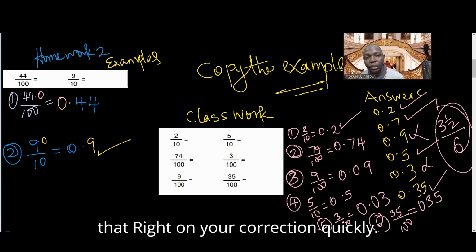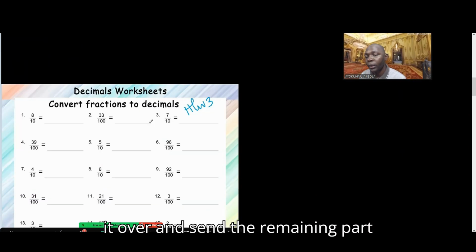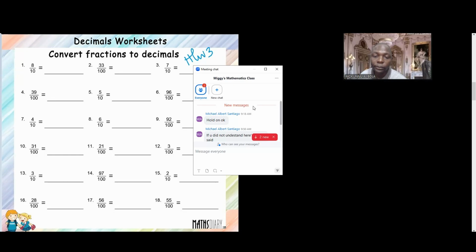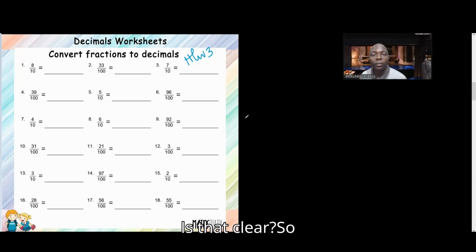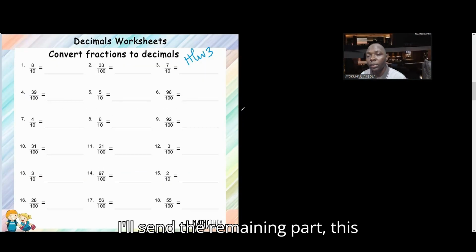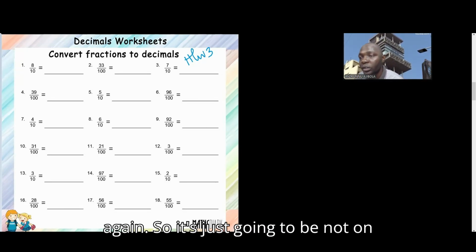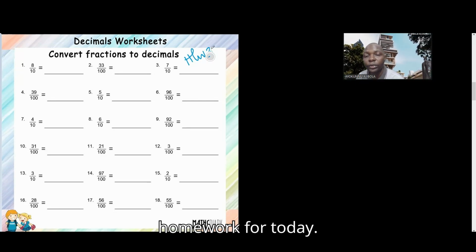Write down your correction quickly. Okay, I'm just going to send it over and send the remaining part as your homework, okay? Is that clear? So I'll send the remaining part. Not homework 3 anymore, but just going to be homework for today.